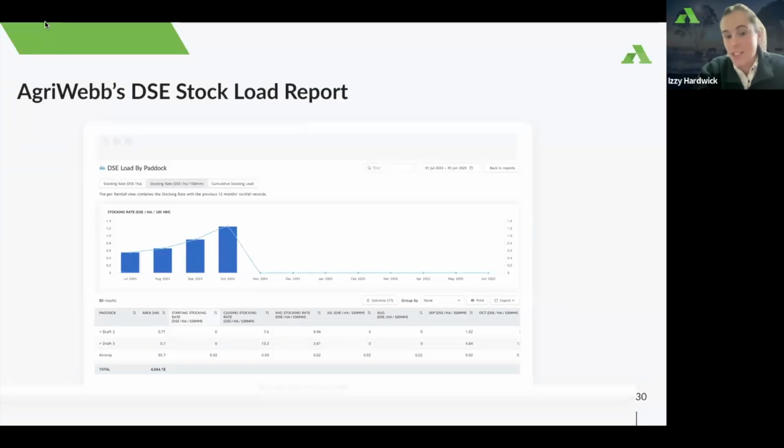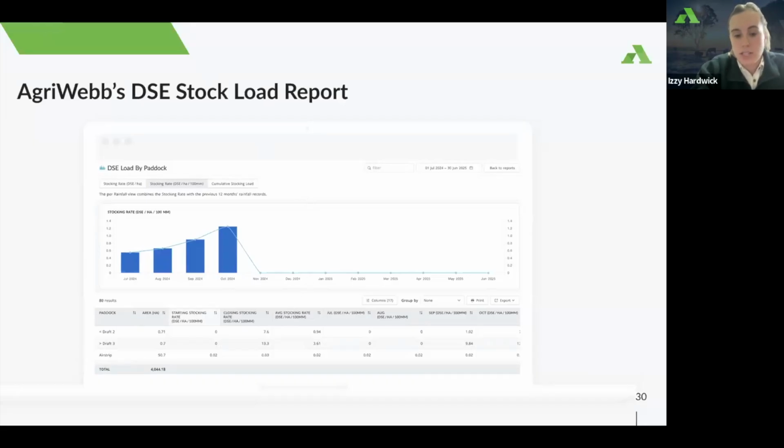Yeah, for sure. Thanks, Matt. This is our DSC load by paddock report. This is available on all of our performance subscriptions. So if you are interested in the grazing, that's the level of plan you need to be on. So I think that's an important one to give some context to as well.